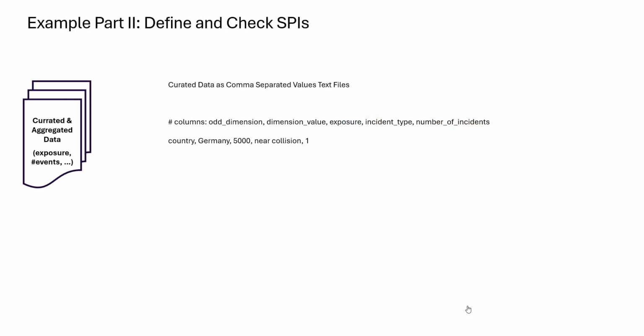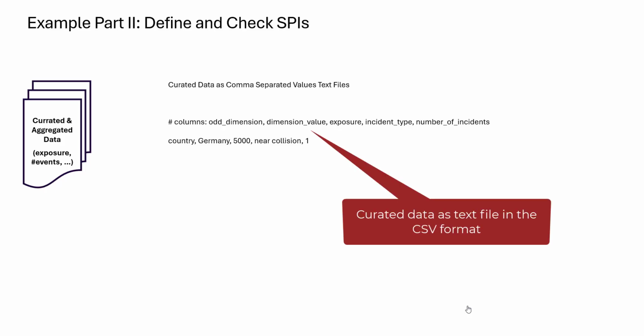The operational design domain is defined as restrictions of concepts and potential values based on a world model with various dimensions arranged in a taxonomy. Let us consider that the curated and aggregated data about incidents is available as a comma-separated values file with columns ODD dimension, dimension value, total exposure of the system in this ODD value, incident type, and number of incidents.